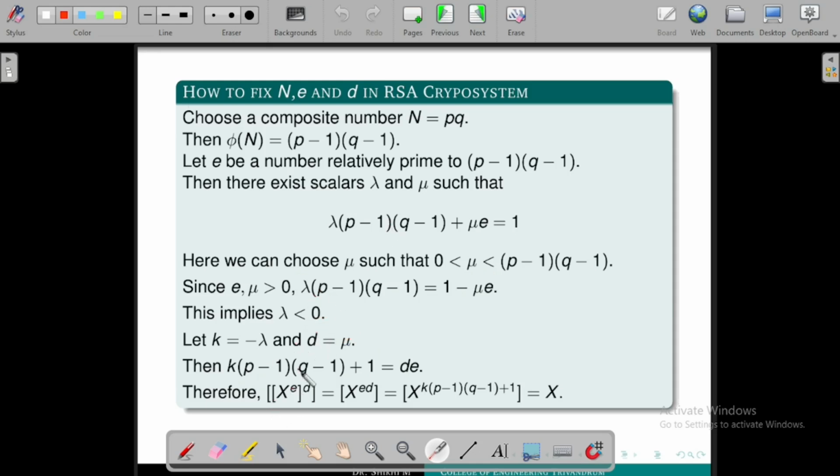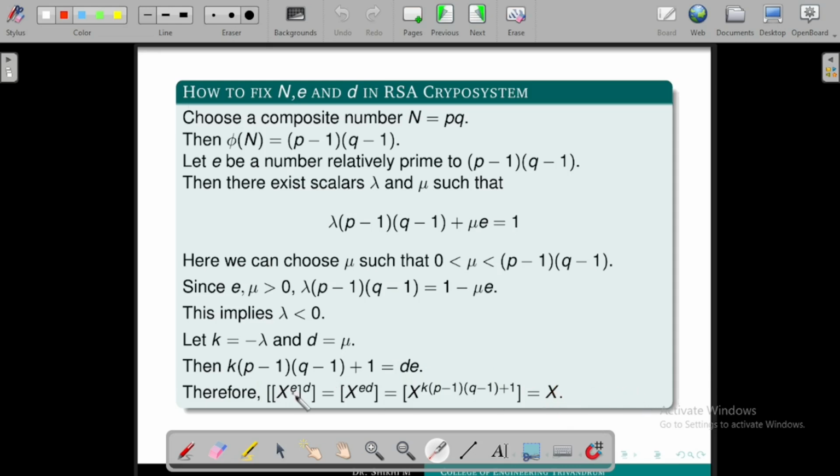Actually, we want to show that when we choose e and d in this way, then x raised to e over n, to the power d over n, equals x itself. So here x raised to e over n to the power d over n equals x raised to e into d over n. This result we have proved earlier, and this is equal to x raised to k into (p-1)(q-1) plus 1, because de equals this one. And we have already proved that when we divide this expression by n, the remainder becomes x. That is proved as a proposition.